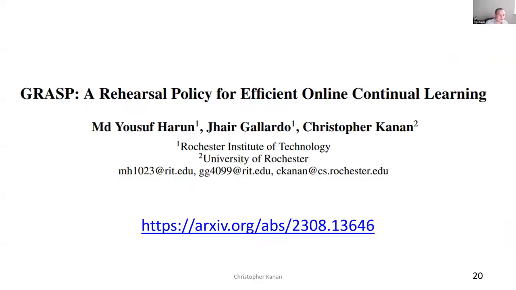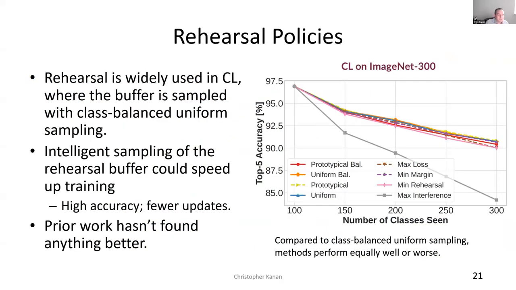Okay, next I want to talk about this work, GRASP, which is work by Yusuf, Jair, and myself. So in Siesta, we basically use the very commonly used rehearsal policy of randomly selecting a certain number of examples and using them to update the network, where we're randomly selecting up to our budget. Here, we ask the question, is there a more effective rehearsal policy in terms of what we should select for rehearsal than just sampling uniformly from a class balanced kind of distribution?